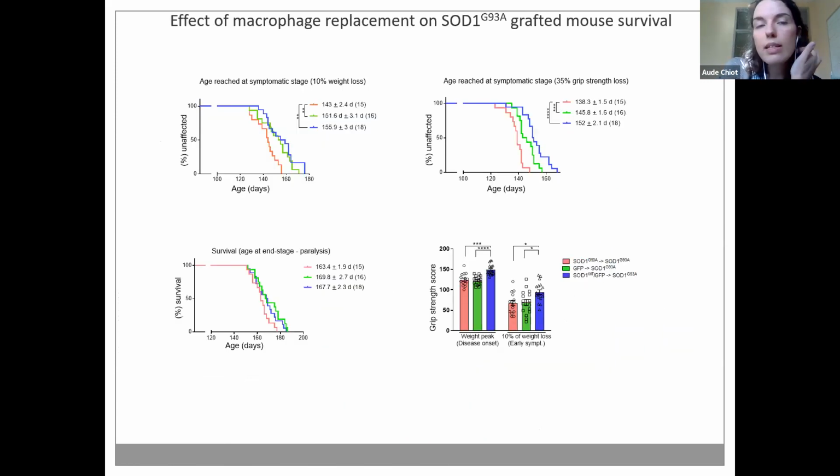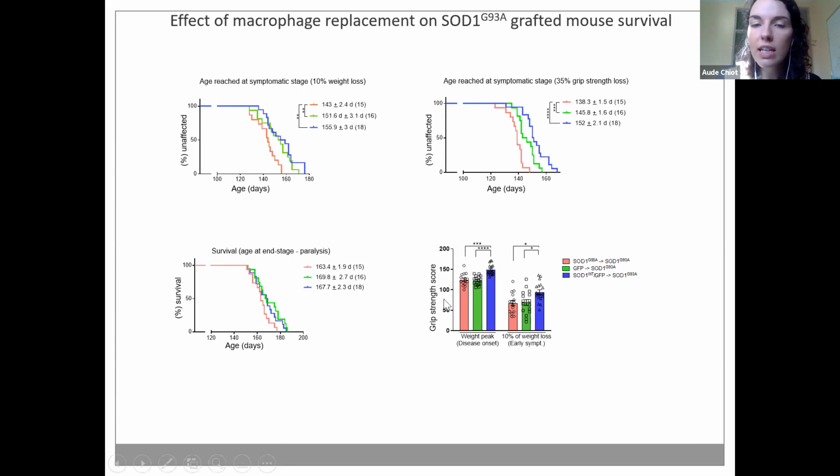So we then looked at how the disease was modulated, and so we measured the age at which each mouse reached the symptomatic stage. And you can see that by both the weight measurement and the grip strength measures, the most efficient effect was with the SOD1 wild-type GFP group that was delayed in reaching the symptomatic stage. However, this beneficial effect was not enough to actually increase the survival of those mice. So we were a little bit disappointed for sure.